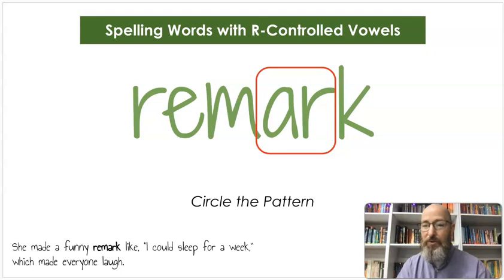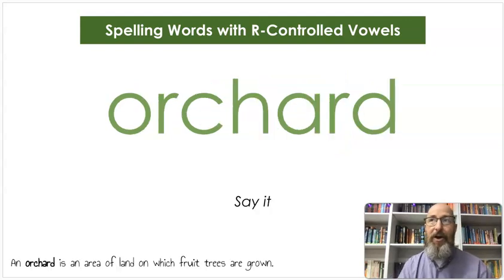Of course, there's the R-controlled vowel again. What sound does it make? R, that's right, like a pirate. She made a funny remark like, I could sleep for a week, which made everyone laugh. She used some hyperbole. Our next word is orchard. Say orchard.